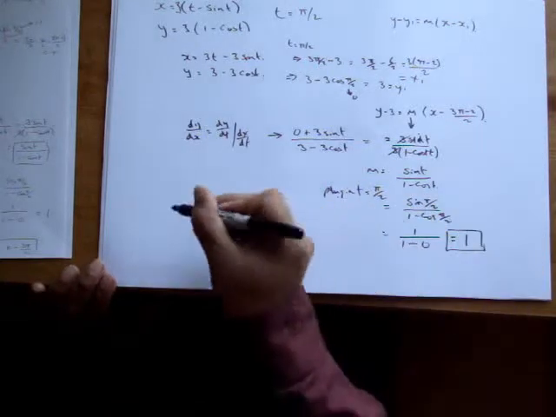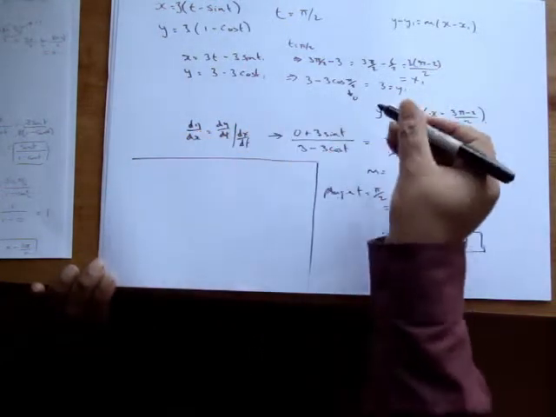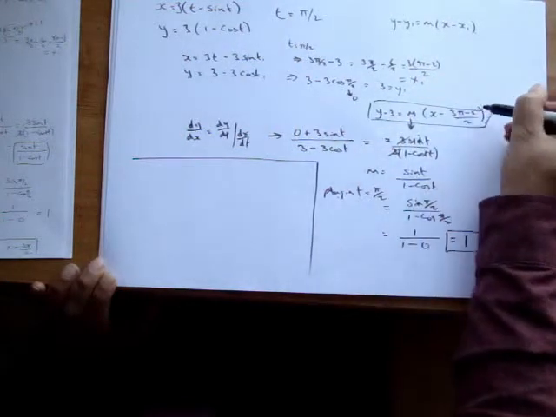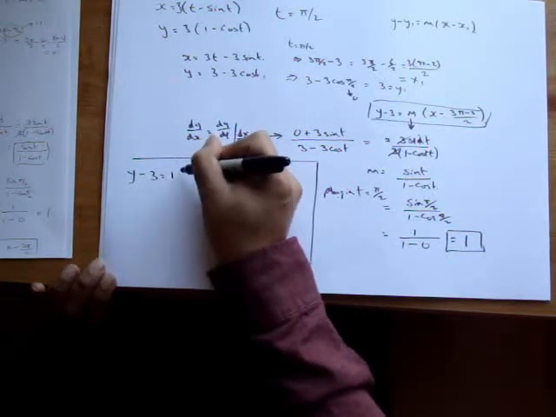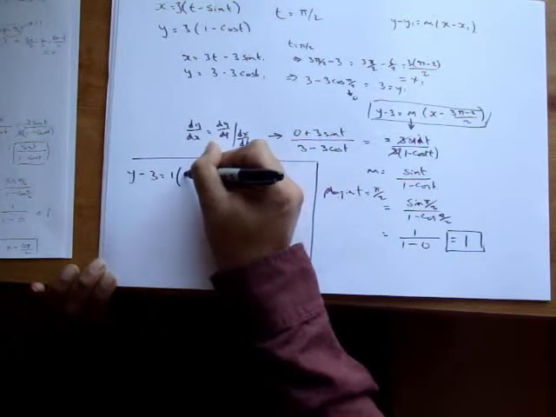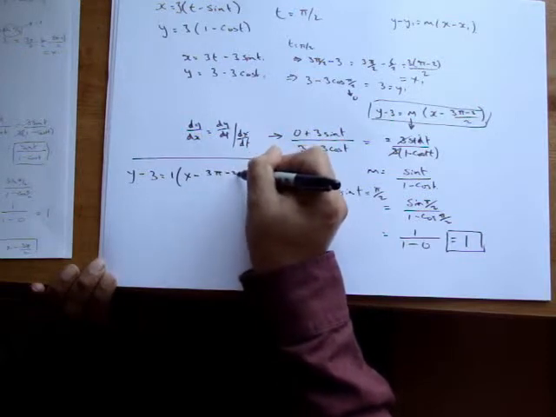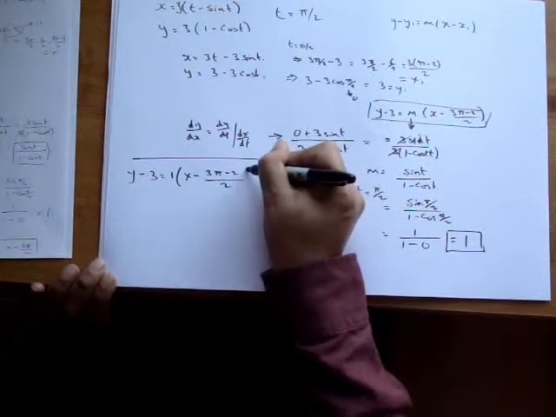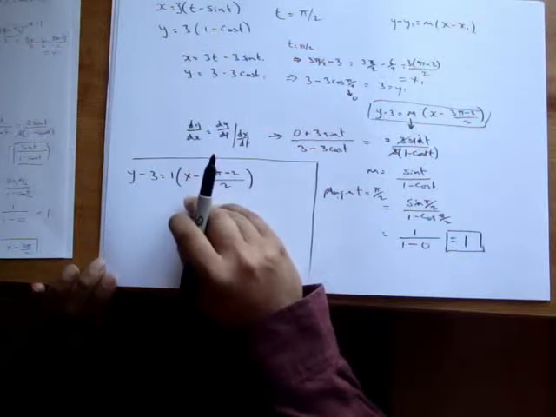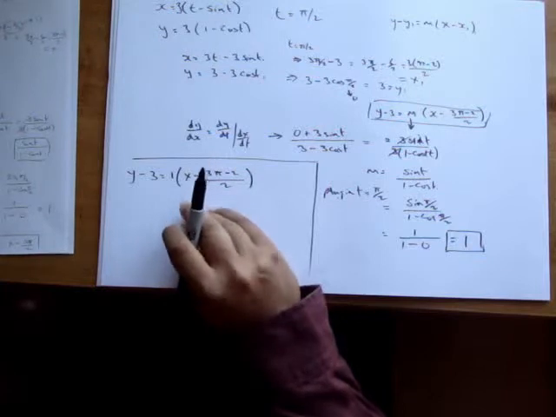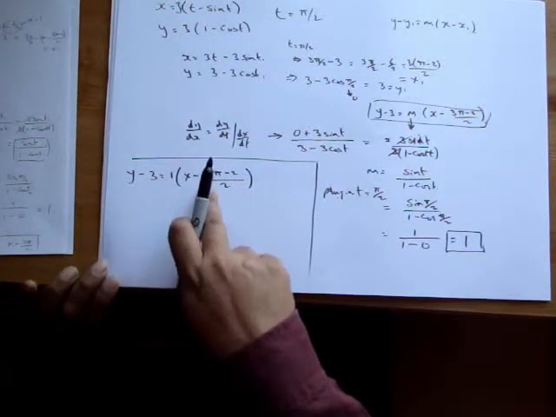Let's do this as an aside. From here, y minus 3 equals 1, we're going to mix it, but we'll just write it down for now, times x minus 3(pi minus 2) over 2. So this is m, and this is x minus x1.